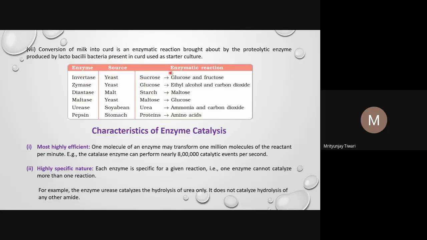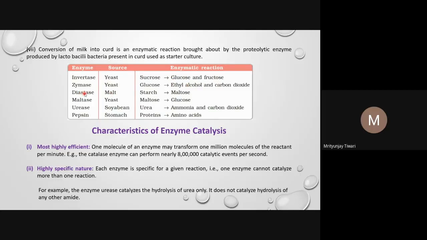So enzymes, let us now see some of the enzymes and their sources and enzymatic reactions. This is summarized here. Now the invertase enzyme: the source is yeast. Yeast, we know, is a unicellular fungus. It converts sucrose into glucose and fructose. The zymase enzyme, whose source is also yeast, converts glucose into ethyl alcohol and carbon dioxide. These two reactions we have already seen.